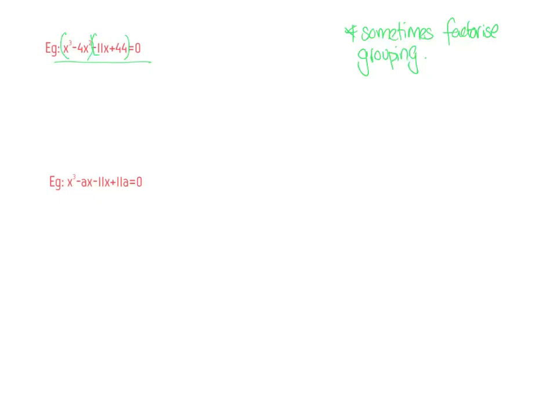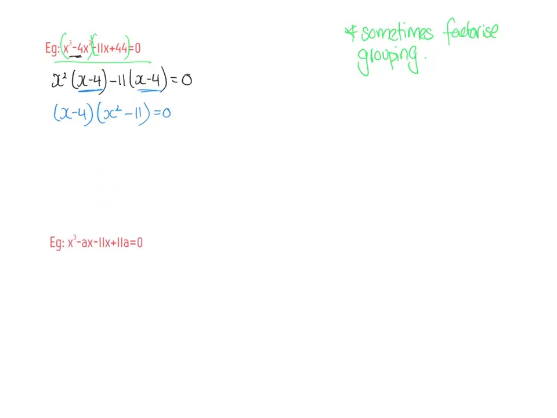If I take what's common in this one, which is x squared, out, I'm left with x minus 4. And if I take what's common here, which is 11, so if I take minus 11 out, I'd be left with x minus 4 equals 0. If you remember back when we were factorizing using grouping, this is essentially a common factor. So you take that out the front and you put whatever you're left with, which is x squared minus 11, equals 0.